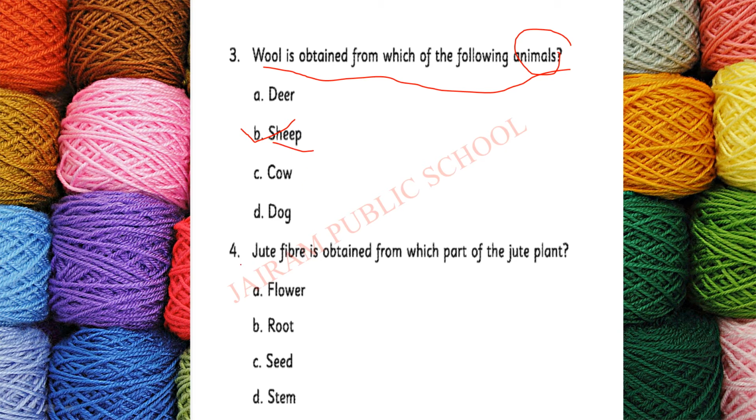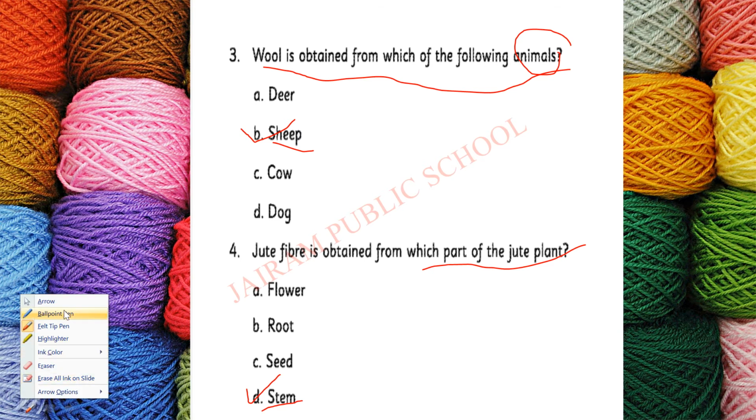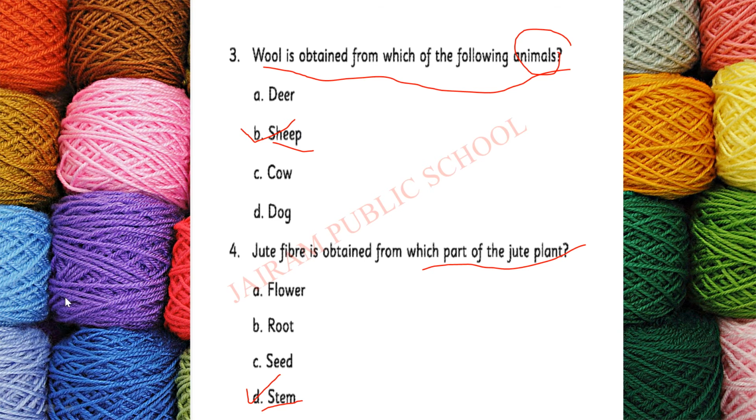Okay, next one, the fourth one. Jute fiber is obtained from which part of the jute plant? Flower, root, seed and stem. Which one is the correct answer? Very good. Okay, D option, stem, is the correct answer. Okay, very good, children. I hope everyone has done this activity. Shall we move to the next one?